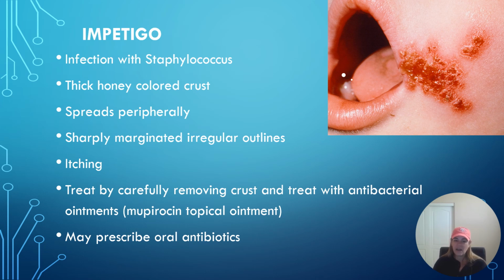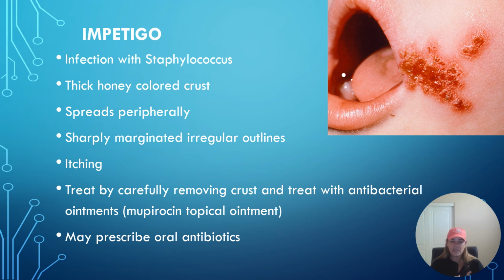So this is a thick honey-colored crust, mostly seen on the face, and it spreads peripherally. So it'll start maybe next to the mouth and spread through the cheeks. It has irregular outlines, as you can see in this picture here. It is very itchy, so pruritus is a symptom of impetigo, which is also a problem because you don't want them scratching and spreading this bacterial infection around.